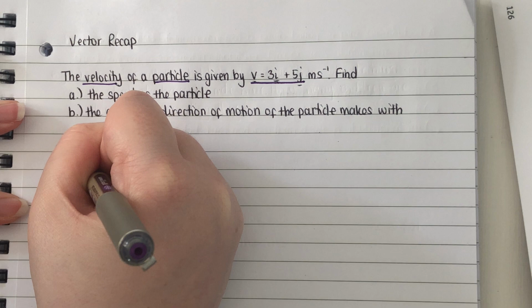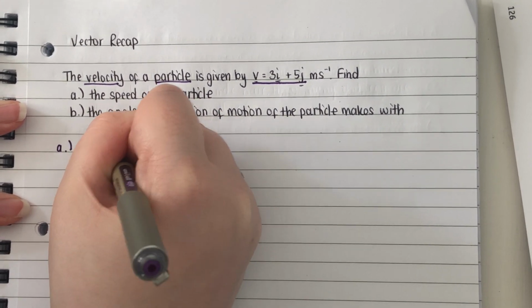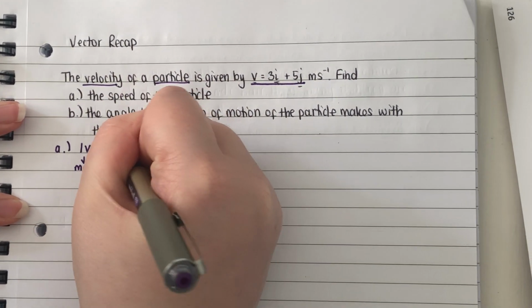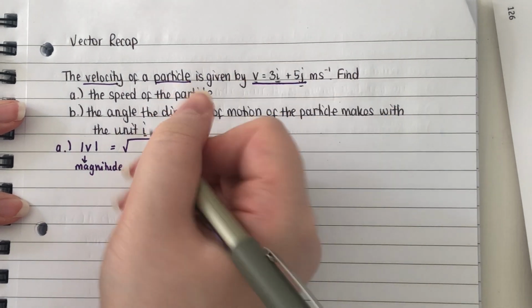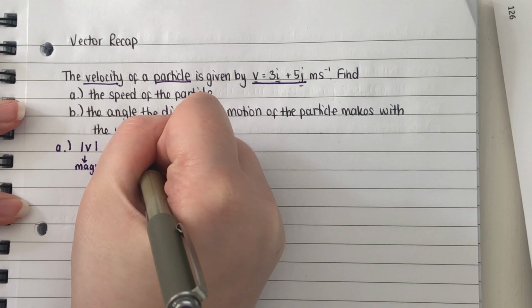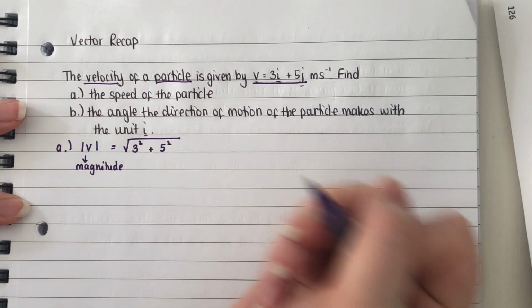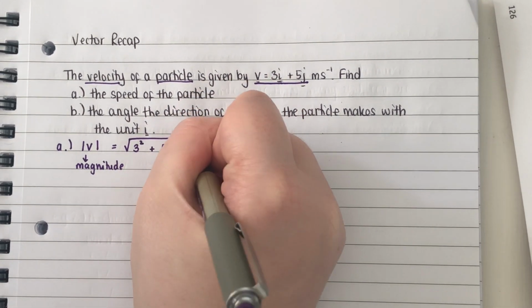So this is called magnitude when you put the lines around it. Okay, and all that means is it's a bit like Pythagoras. So what you do is with their separate parts for i and j, so you've got 3 for the i and we square it, and we have 5 for the j and then we square it. We add those together and then square root it.